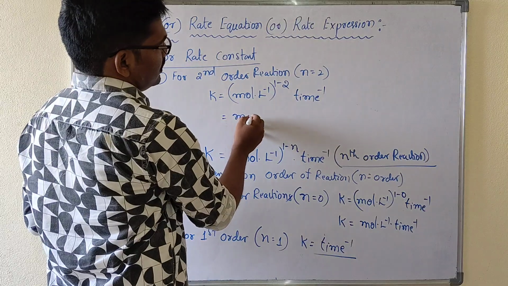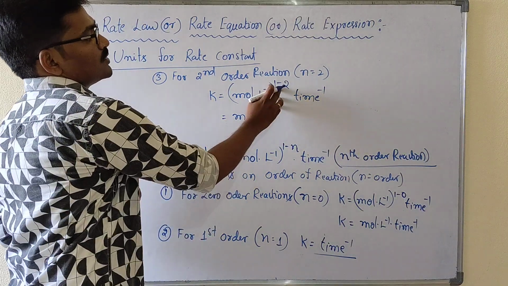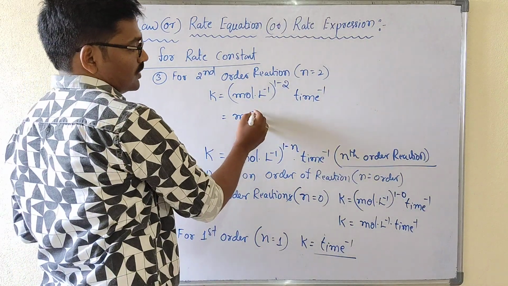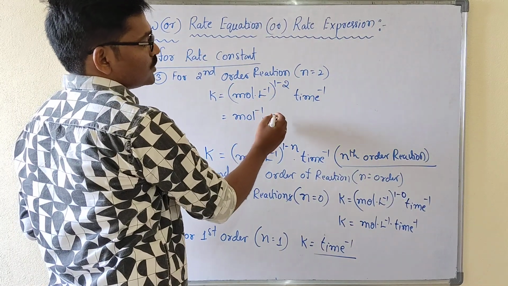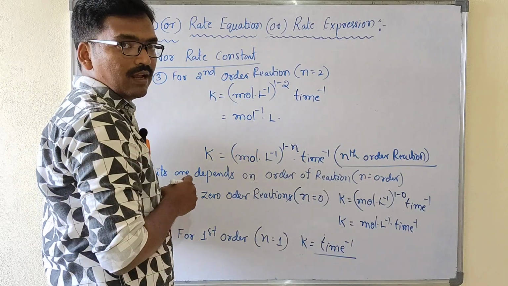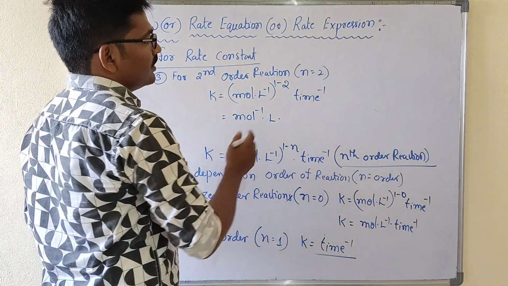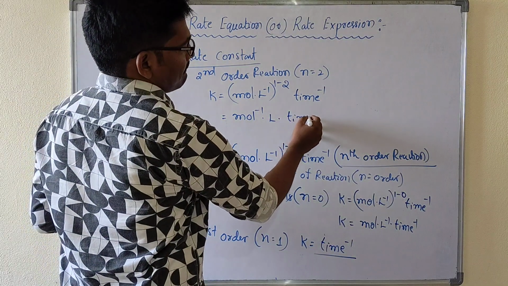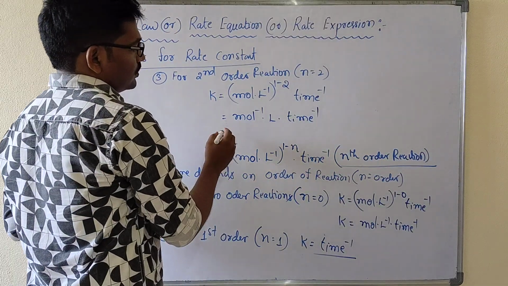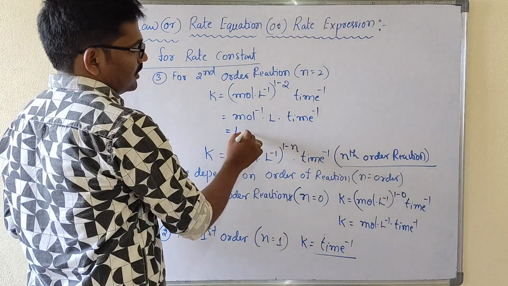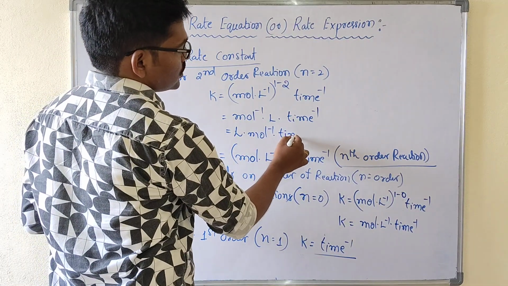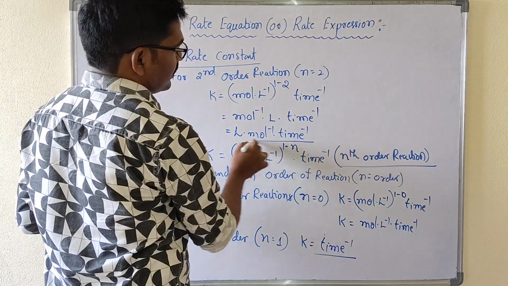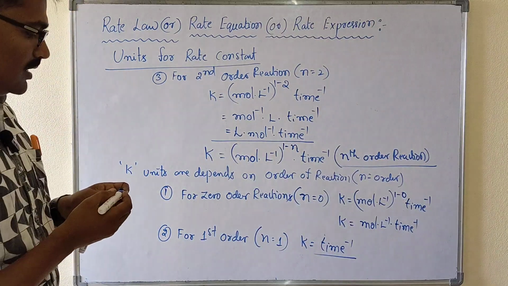So what do you get? Here 1 minus 2, then you get minus 1. So mole inverse, then liter to the power minus 1 into minus 1. So then liter plus 1, then time minus 1. So these are the units: liter, mole inverse, then time inverse you get. It is for second order reaction.